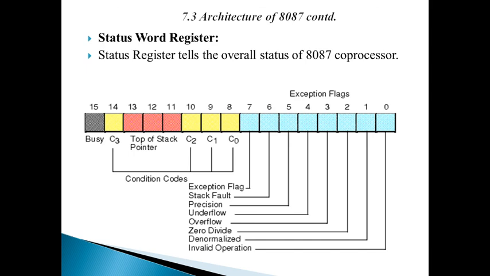Next, the remaining bits are the exception flags. The exception flag is set if any of the exception flag bits, such as SF, PE, UE, OE, ZE, DE and IE, are set. And the last bit, precision error, indicates that the result has exceeded the selected precision. Underflow error tells that the result is too small to fit in a register. Overflow error tells that the result is too large to fit in a register.